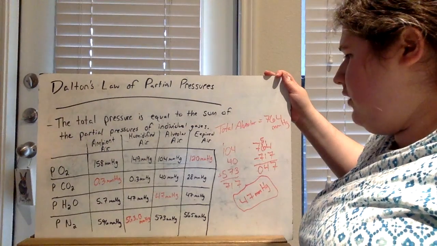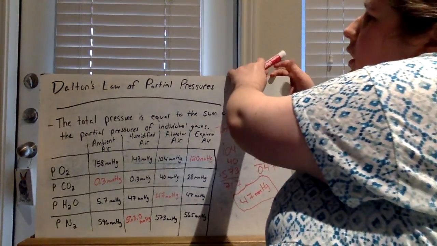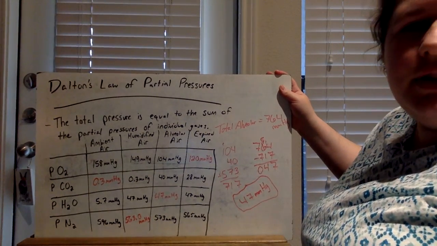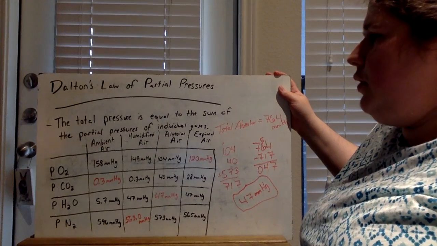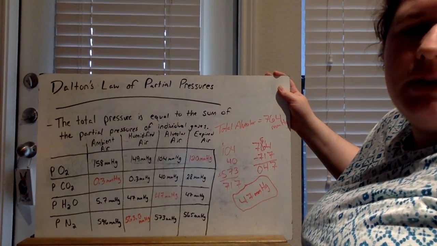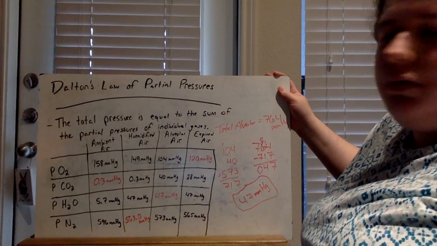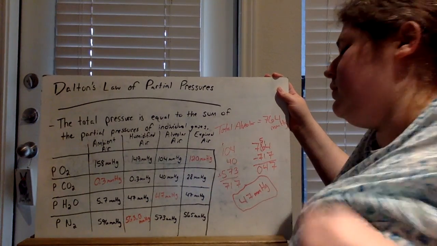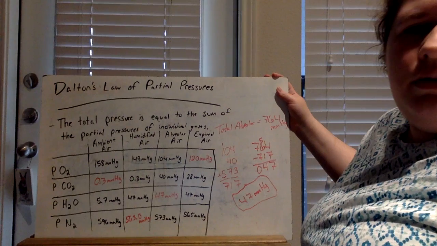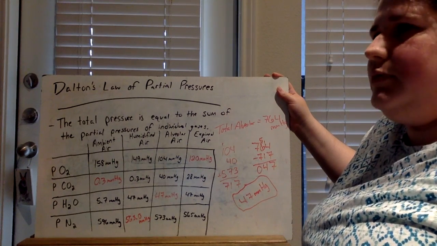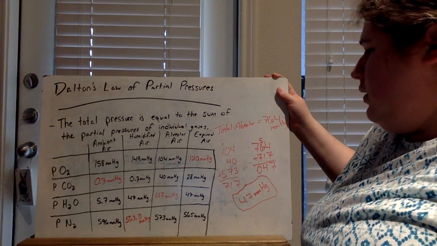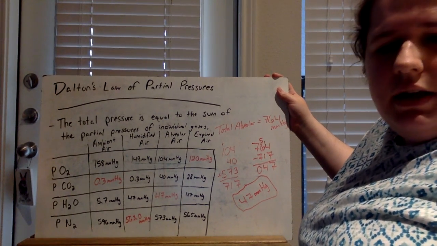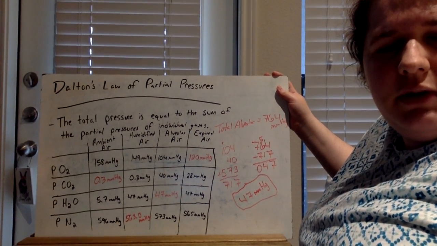So that is how to solve problems using Dalton's law of partial pressure. Again, Dalton's law of partial pressure just says that the total pressure is equal to the sum of its parts. Okay, so the total pressure of expired air is equal to the sum of all of these parts. So if you don't know one part, but you know the total, subtract them all out. Okay, so I hope this has helped, and let me know if you have any questions.